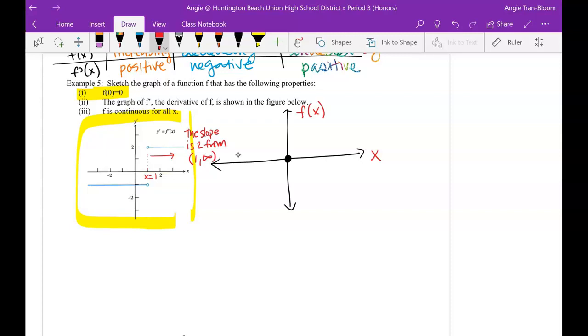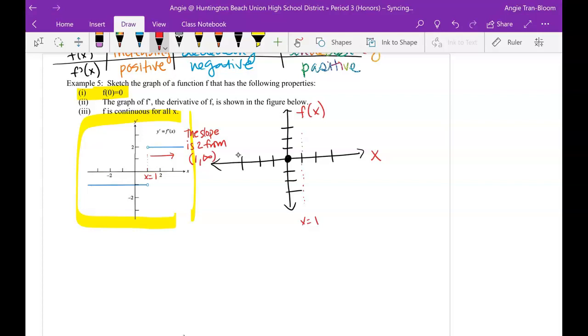So where is 1? Okay, let's make some tick marks. 1, 2, 3. 1, 2, 3. Well, it says the slope from 1 and on is 2. I'm going to make some dash lines for now, and later I will erase them because I don't want you to think that these are asymptotes. Here's 1, right? X equals 1. From 1 all the way into infinity, the slope is 2, okay?